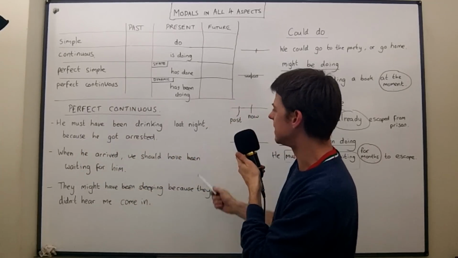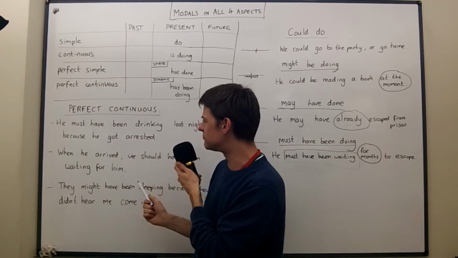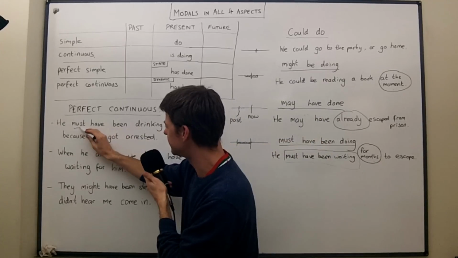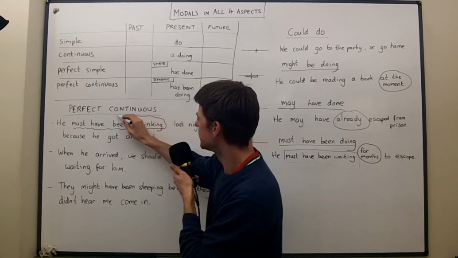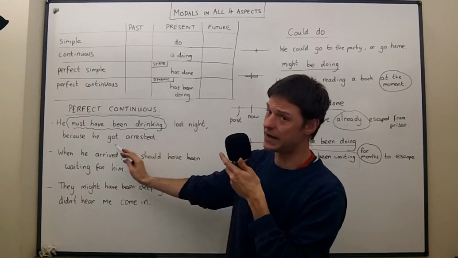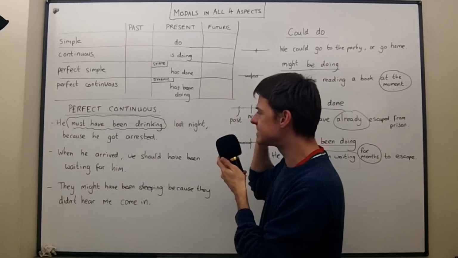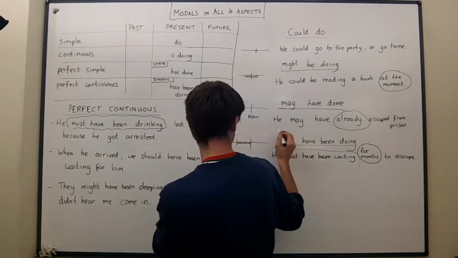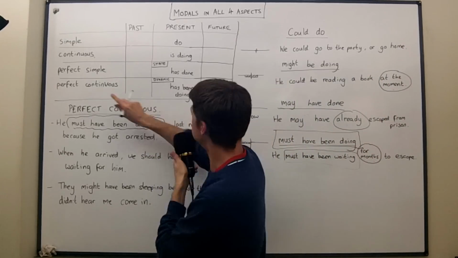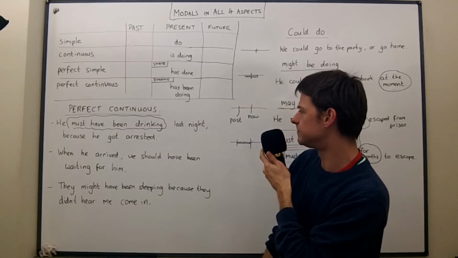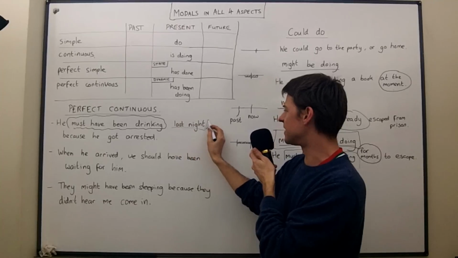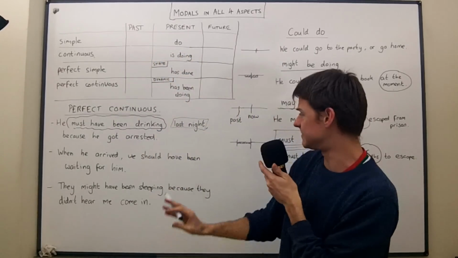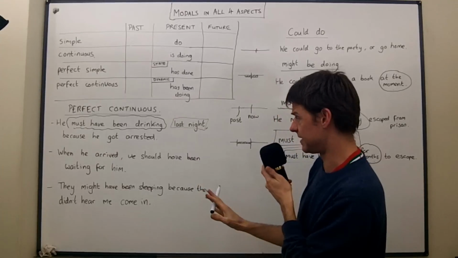He must have been drinking last night because he got arrested. Now we're talking about something in the past, and we're talking about a process in the past, which was interrupted actually when he got arrested. And because it's an interrupted process, you must use, in the past, this past modal form, which is actually the perfect continuous form. Okay, you might see this last night and think, oh, you just need a simple form, you just need past simple. Well, I'm afraid that logic doesn't work here.